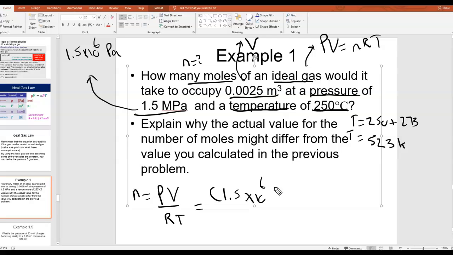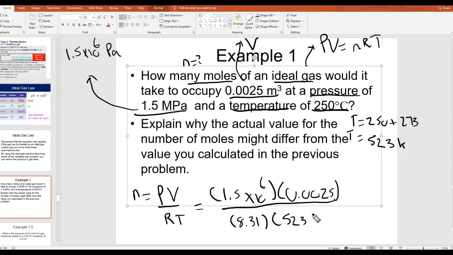Now, the only way you can mess up these problems is if you get the units incorrect. So please pay very close attention to the units. Make sure everything is converted correctly. In this case, we don't have to convert the volume, which is good. We have R, the gas constant, which is 8.31, and then the temperature in Kelvin is 523. So I'm going to type that into my calculator, and that tells me the number of moles that I have of the ideal gas.